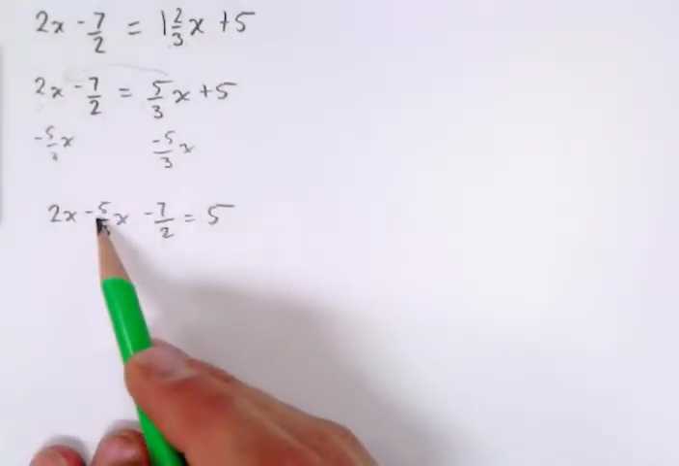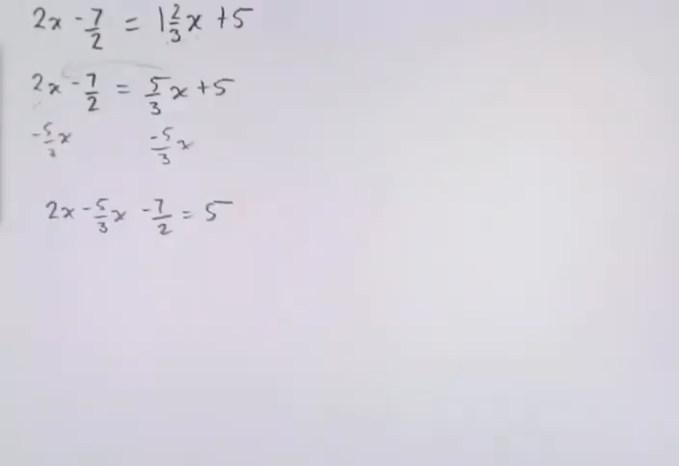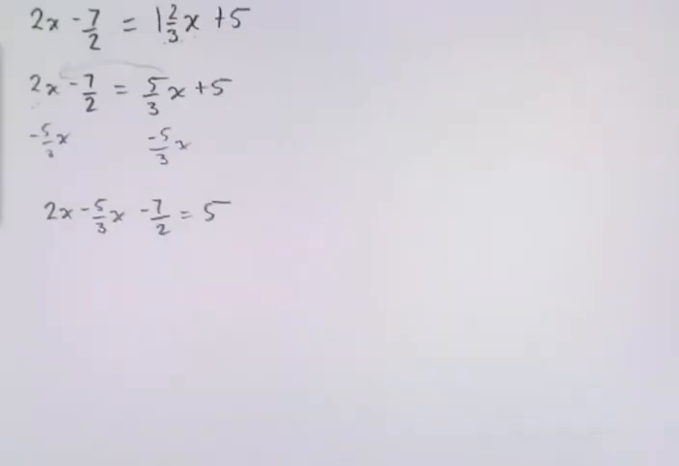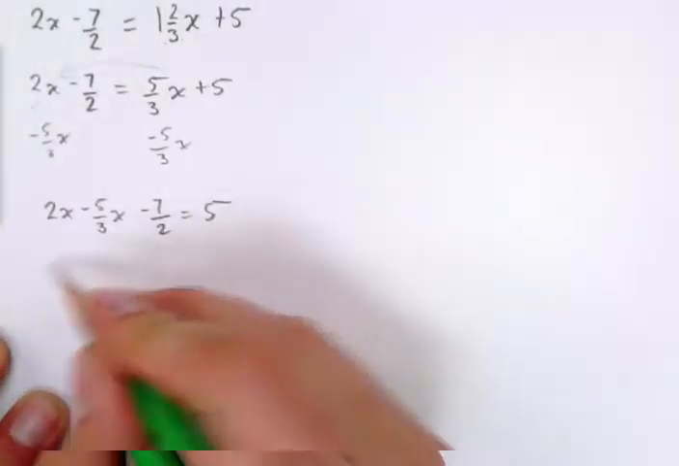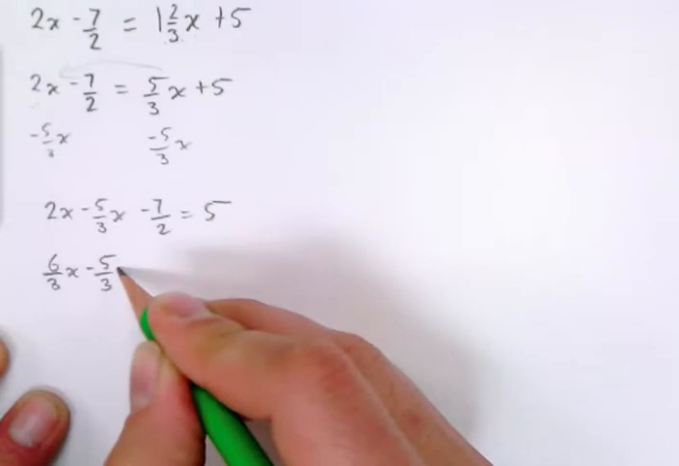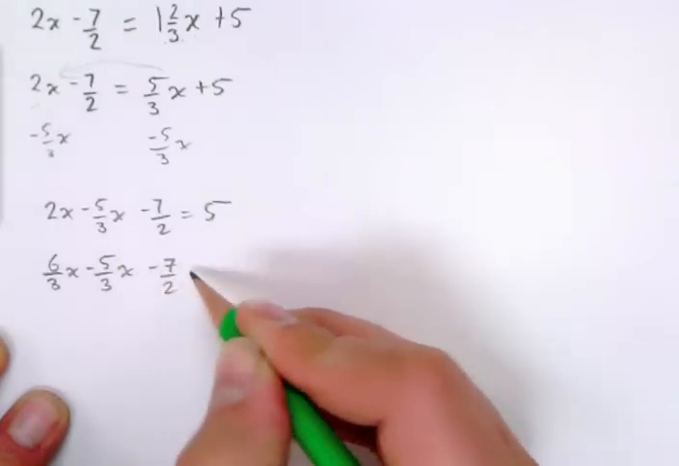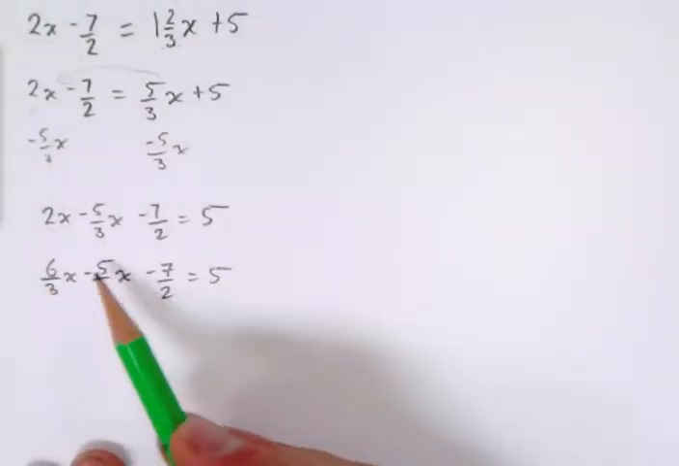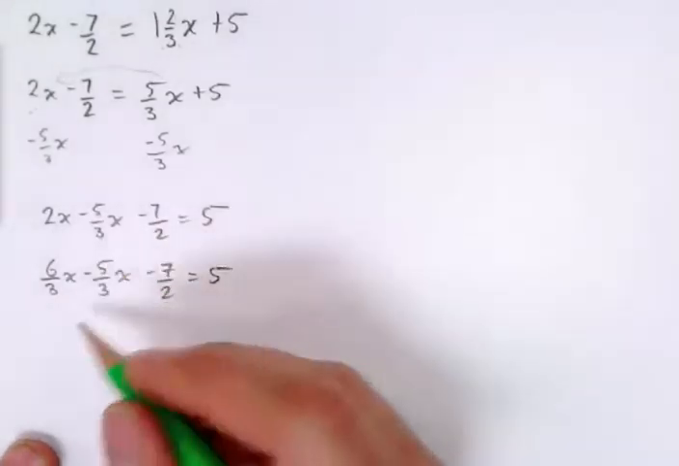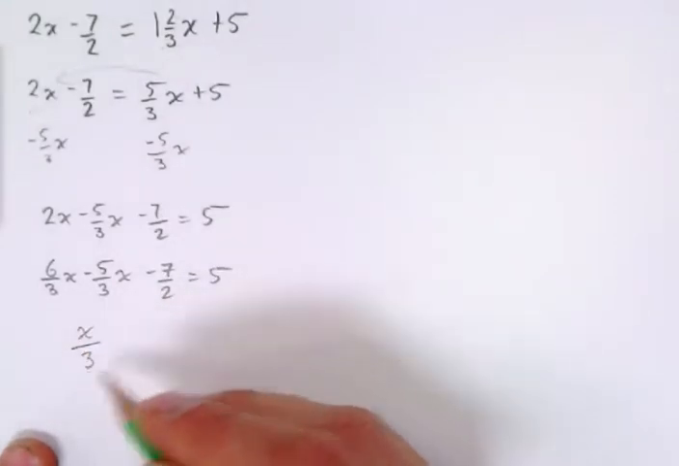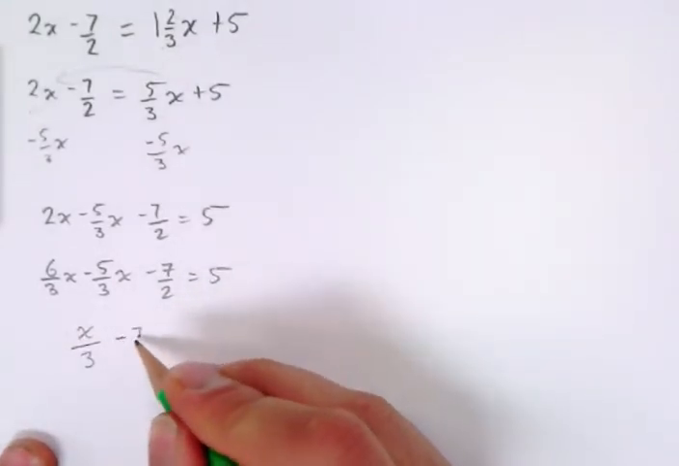So let's continue this here. We're going to combine these, and now in order to add or subtract these, I'm going to need common denominators. So 2 is actually the exact same thing as saying 6 over 3, because 6 divided by 3 is 2. So we have 6 over 3x minus 5 over 3x minus 7 over 2 is equal to 5. So let's combine these together now. 6 minus 5, because we have the same denominators, so we can subtract these now. That's going to give me x over 3, or I could say 1/3 of the x's. So that's the same thing, minus 7 over 2.